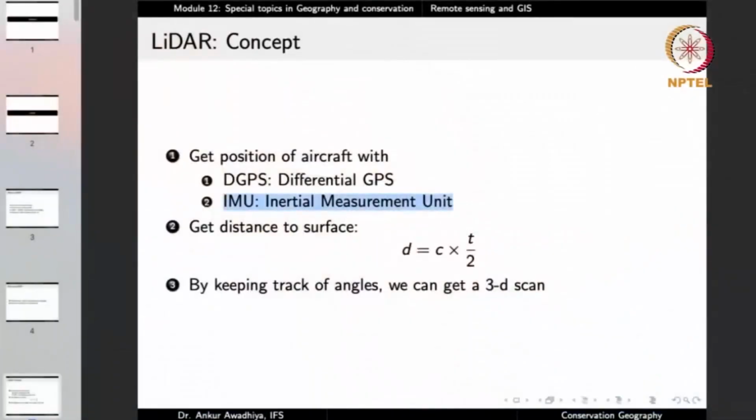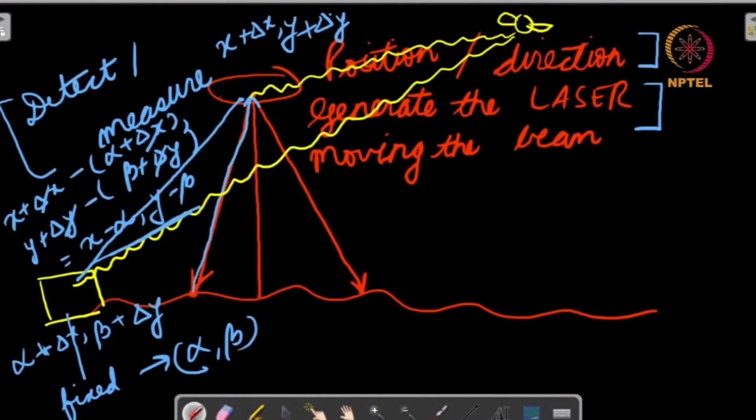Now, with that information combined with the information from the differential GPS, we exactly know the location, speed, acceleration, and tilt of the aircraft at the time when the laser beam was generated. And so we exactly know the location of the aircraft. So this is done. The first thing that we needed was the position and direction of the aircraft, that we now very well know.